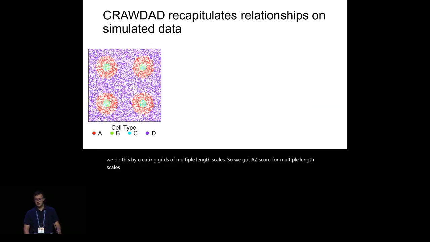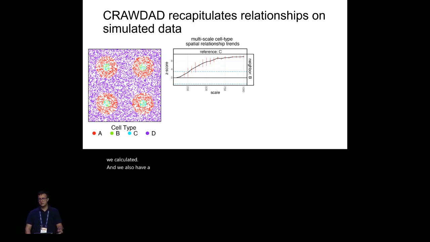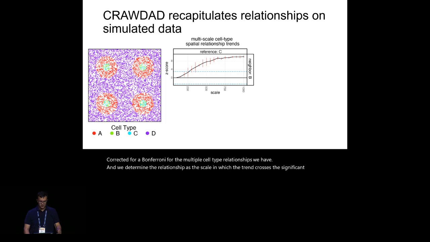The results you can see here in the simulated data. As you repeat this process for multiple length scales, as you can see in the trend plot, we have reference cell type C and neighbor cell type B. We have a z-score value for each length scale we calculated, and we also have a significance threshold, which is a p-value of 0.05 corrected with Bonferroni for the multiple cell type relationships we have. We determine the relationship scale as the scale at which the trend crosses the significance threshold. So for example, for reference cell type C and neighbor B, we see that the relationship becomes significant at around 250 microns.